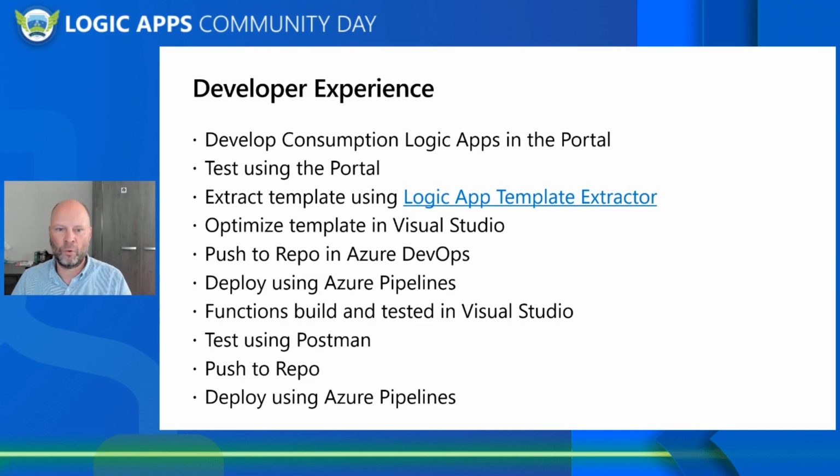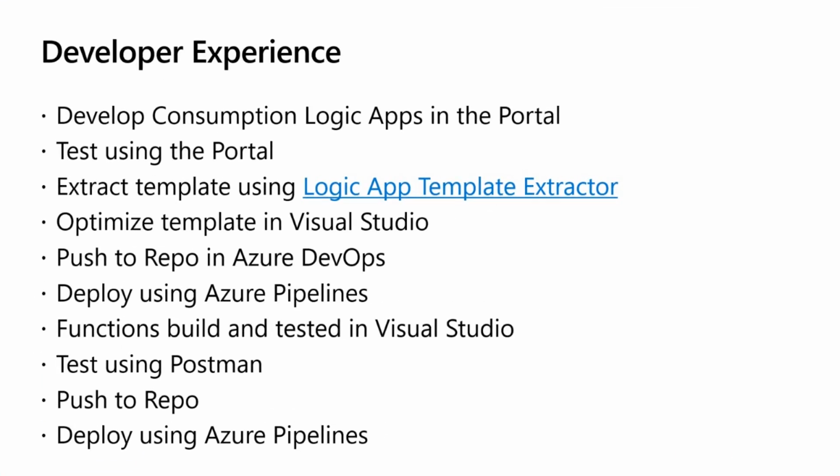If you've tested it all and you think, okay, this works, then you can use the Logic App template extractor, built initially by Jeff Holland and now maintained by Matthias Lockbeck. It allows you to extract that template, optimize it using Visual Studio or Visual Code, and then push that to an Azure repo where you subsequently deploy it using Azure pipelines. So within your solution on-prem, the template of your Logic App is basically your workflow definition, but also some of the parameters for different environments.